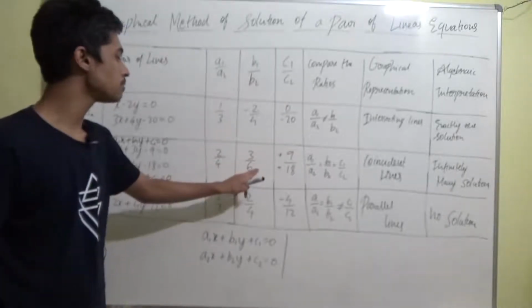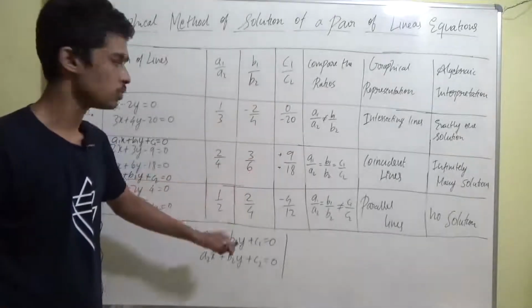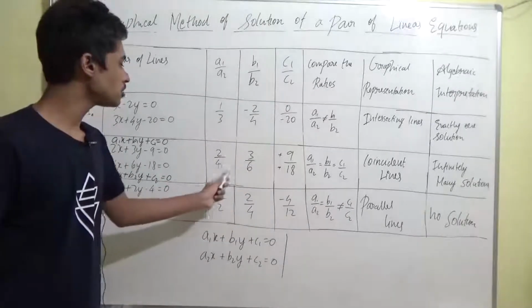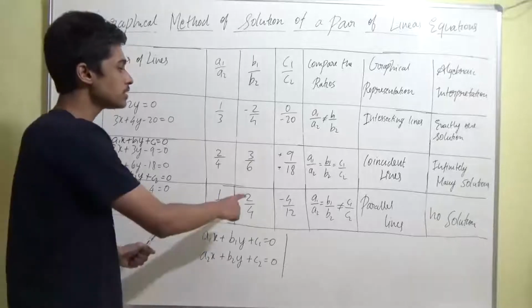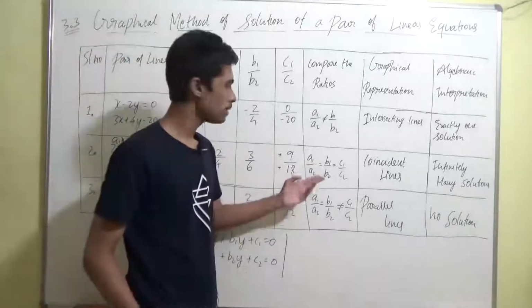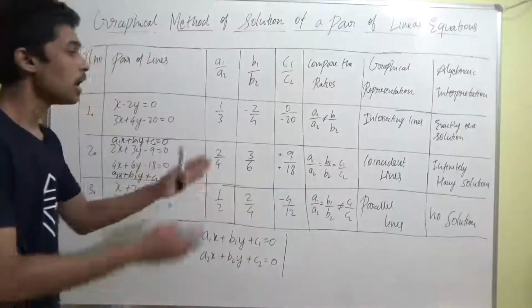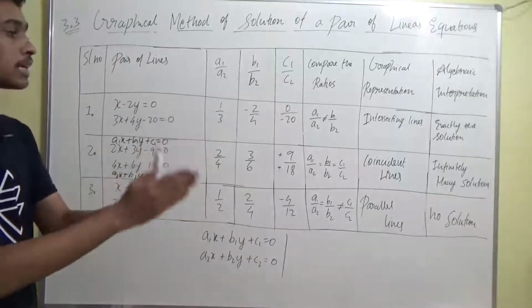And similarly, even the simplest ratio for 3 by 6 is 1 by 2. And 9 by 18 is also nothing but equal to 1 by 2, which means all three are 1 by 2, which means a1 by a2 equals b1 by b2 equals c1 by c2, which means in the graph, these two equations are going to give us coincident lines.